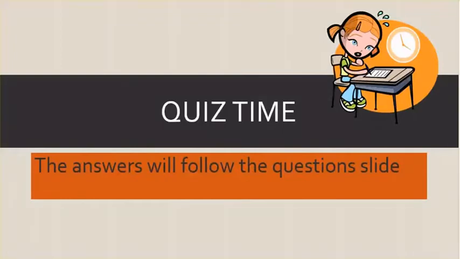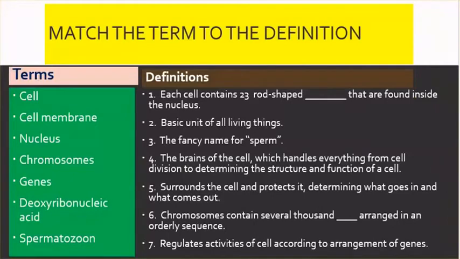Quiz time. The answers will follow the question slide. Match the term to the definition. The terms are cell, cell membrane, nucleus, chromosomes, genes, deoxyribonucleic acid, spermatozoan.